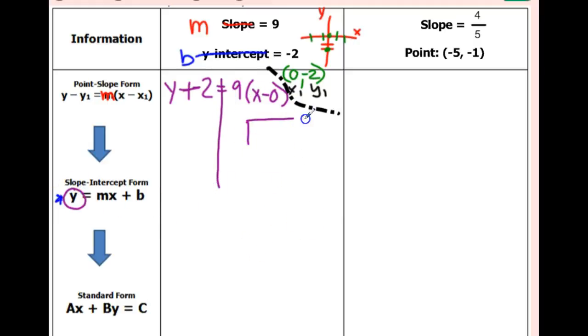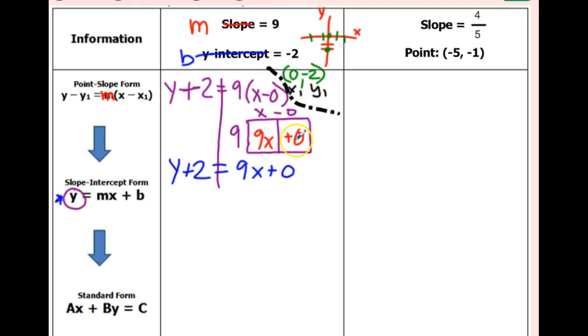So I'm going to draw a box to distribute. Out front we have 9, and on top, x minus 0. I'm going to multiply 9 times x, they just go together, is 9x. 9 times 0 is just 0. And then on this side we have y plus 2. I'm going to rewrite that down below here. y plus 2 equals whatever's inside my box, 9x plus 0. If you wanted to write minus 0, that's fine, it doesn't matter. 9 times 0 is just 0. It's nothing.